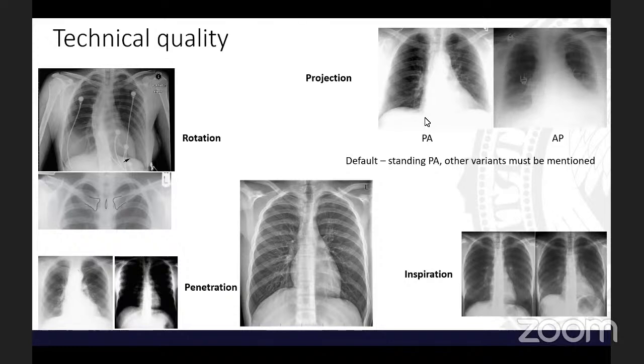In the hospital it works like this: if nothing is written on the picture, just L or R, it's standing up, posterior anterior. If it's otherwise, it must be mentioned on the picture that it's AP or it's lying down. Okay. Any other questions? If there are none, great, thanks.